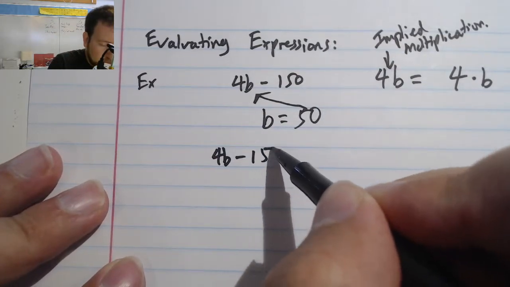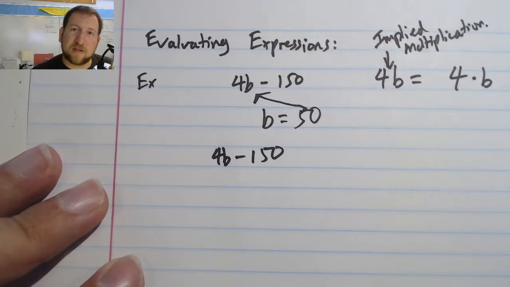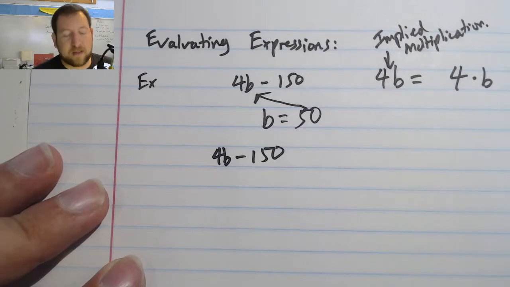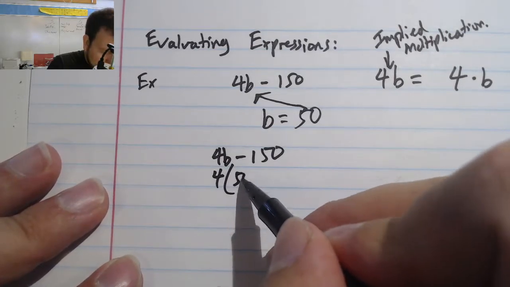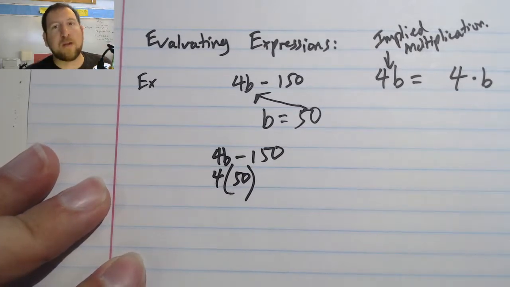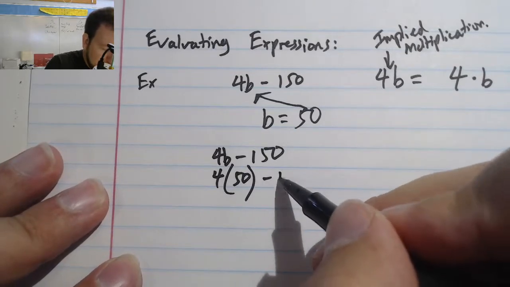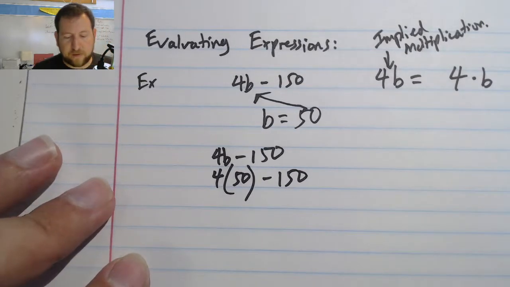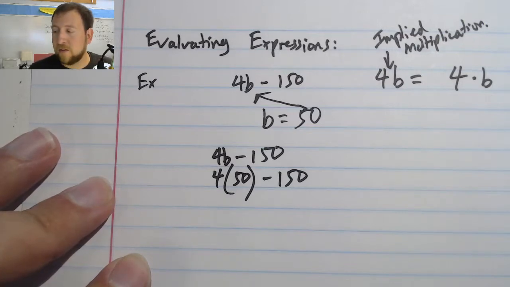4b minus 150. Now I'm going to substitute it in. And when I substitute things into expressions like this, I like to use parentheses, but you don't have to. So I like to write it like this: 4 times 50, because remember, whenever there are two numbers next to each other like that, there's an implied multiplication, minus 150. And now that they're all just regular numbers, I'm able to evaluate and see what I've got.